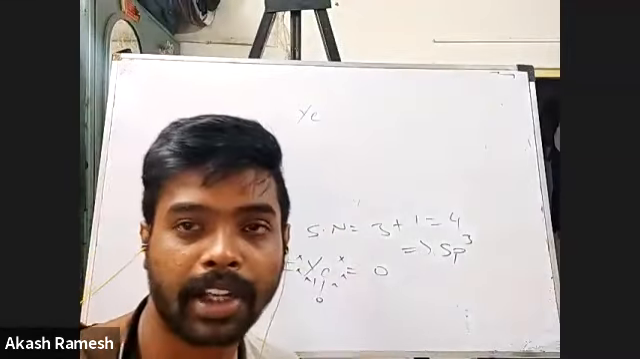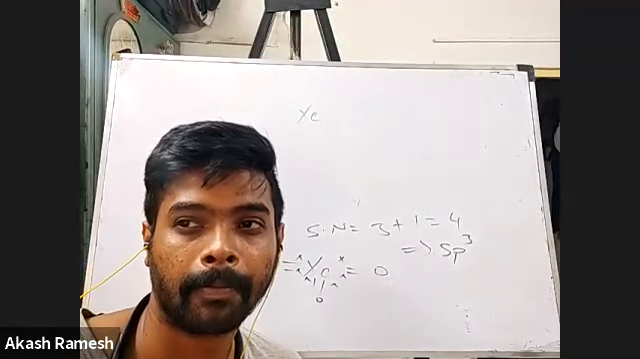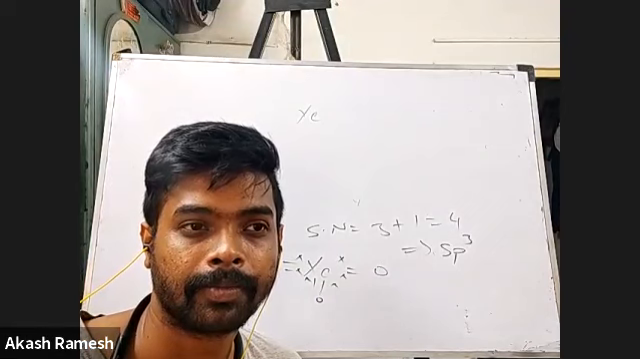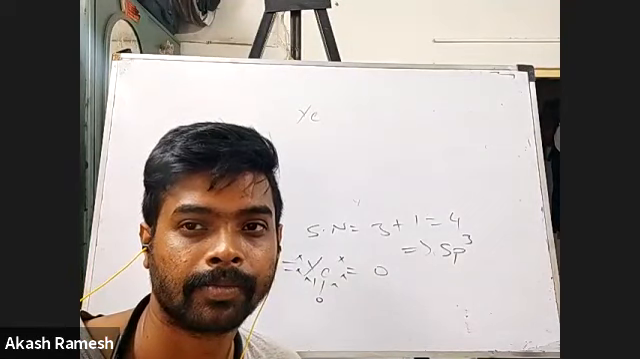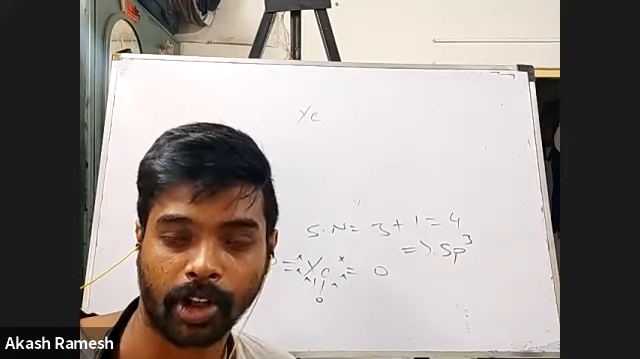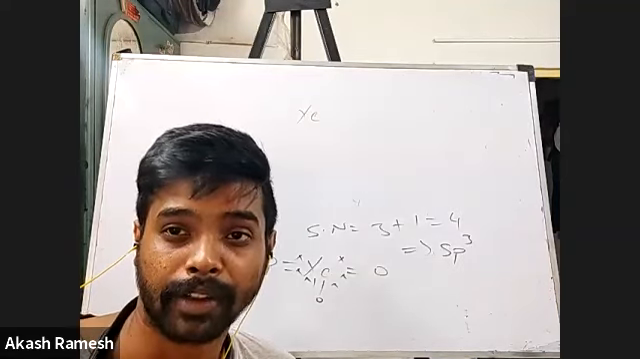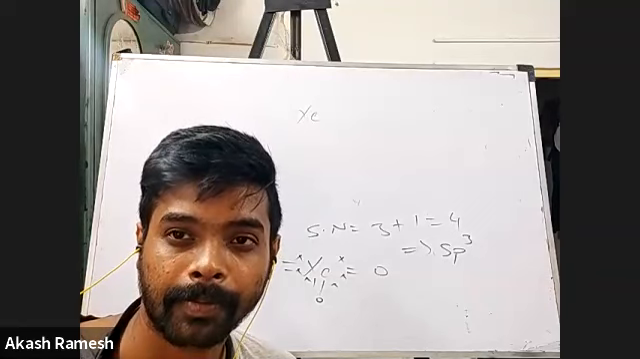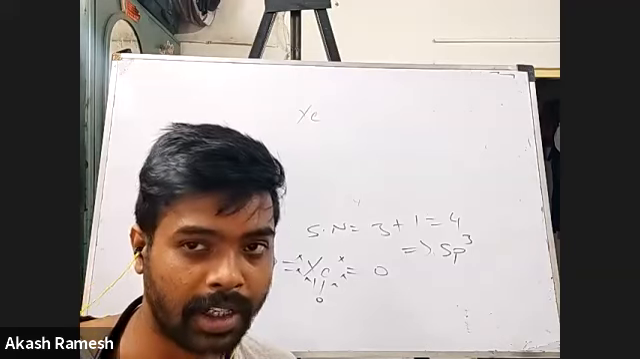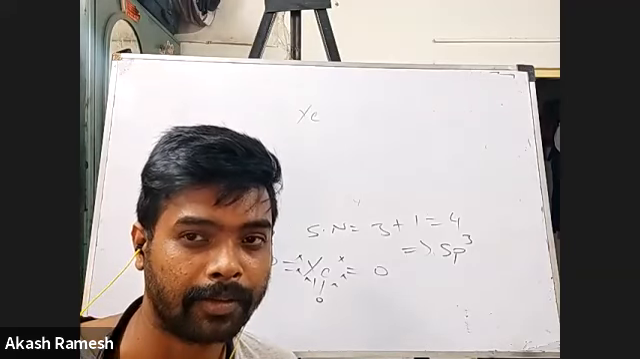So now what will be the configuration for xenon then? Valence electronic configuration. What will be the valence electron configuration for xenon if it is in fifth period? Fully filled configuration. So what do I have?